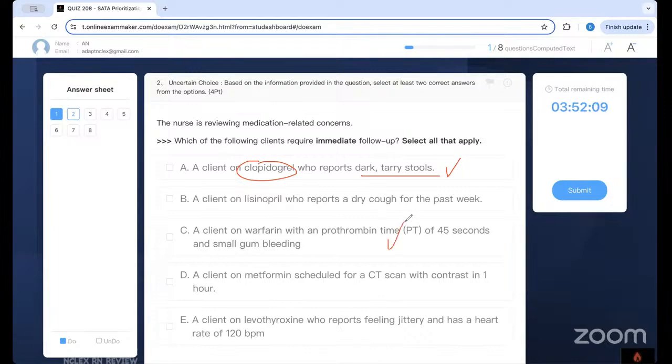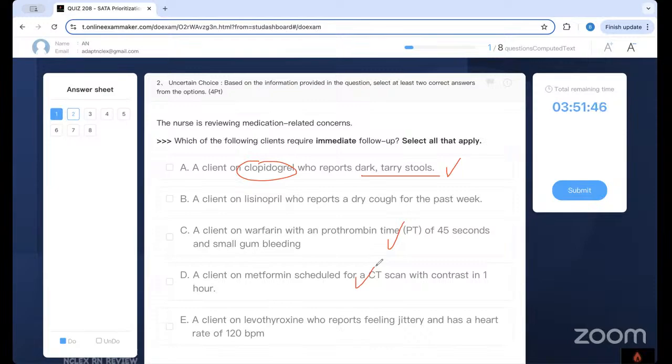A client on metformin scheduled for a CT scan with contrast in an hour. Lactic acidosis. I'm showing you these are really straightforward questions. You have to know where you are. If you're studying, you're getting closer. These are questions that should pop up like candy, right?